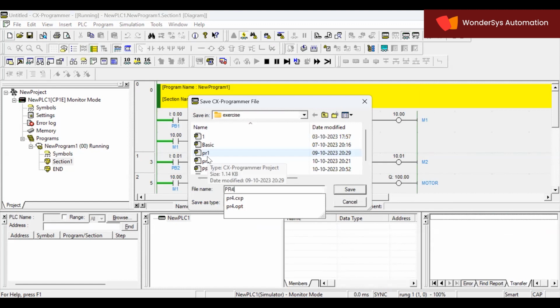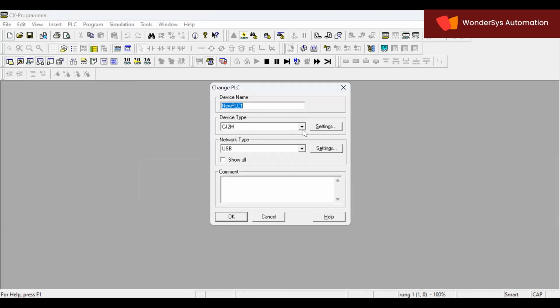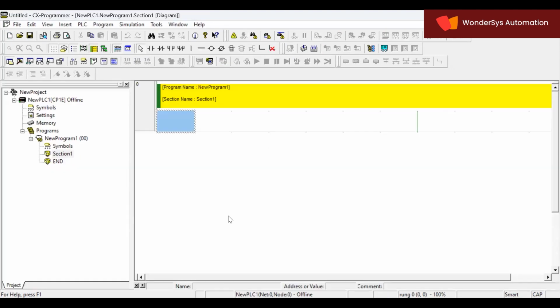Can anyone tell me what is set and reset? What do you mean by set or reset? When I press the button, the motor continues on. When I say it is set. Okay, okay. When I use another button for reset.